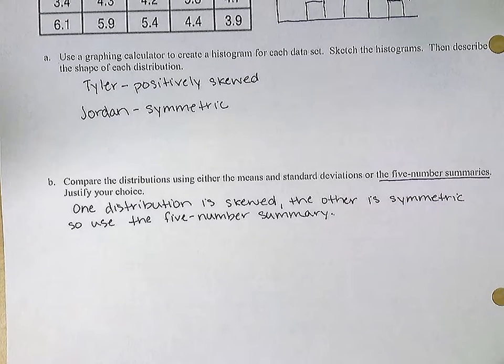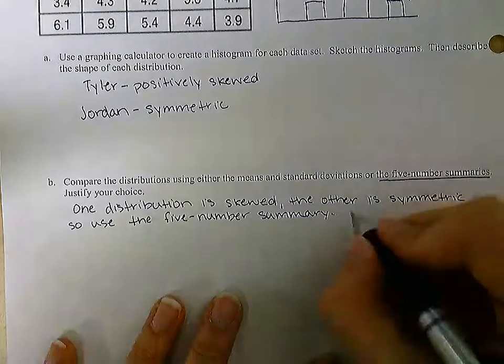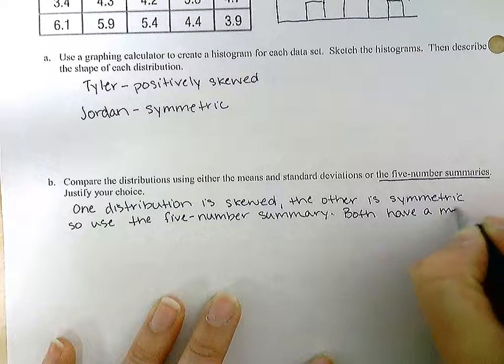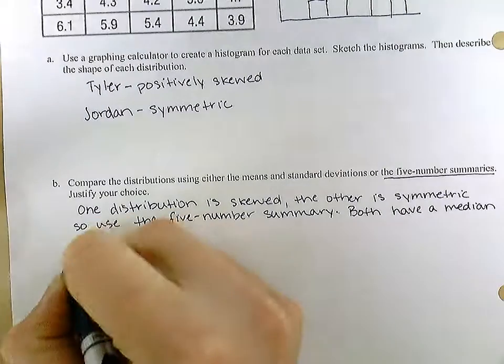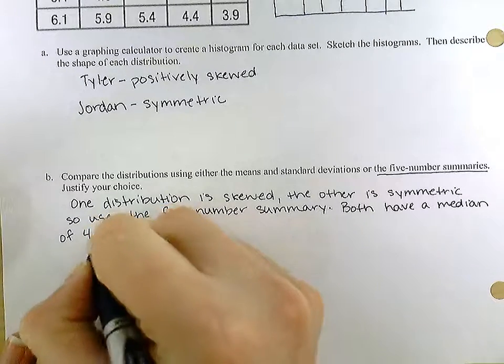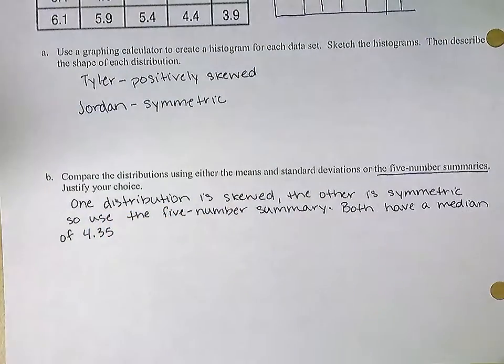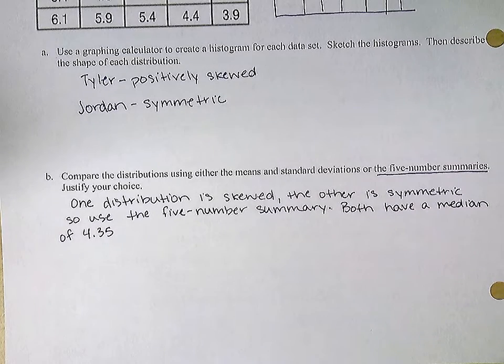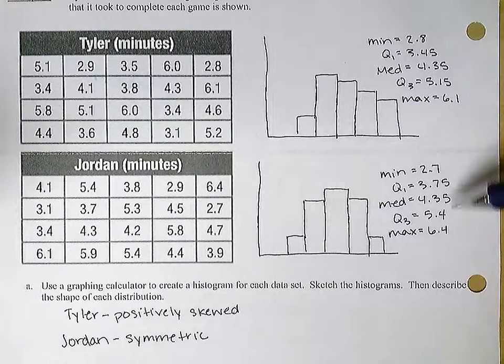Okay, so we just have to compare the two 5-number summaries then. So both have a median of 4.35. The medians are both 4.35?